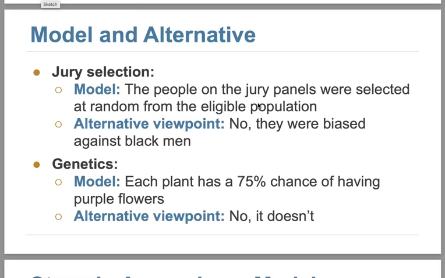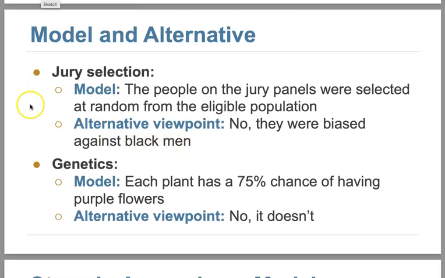The jury panel is 8%. They only have 8% black jury candidates. That's why we see they are outside what can be accepted from our model simulation result. So here the two viewpoints are the model viewpoint, and then we have the alternative viewpoint: no, they were biased against black men.